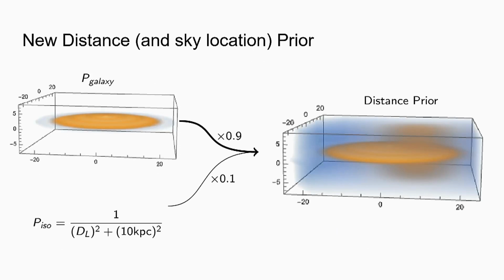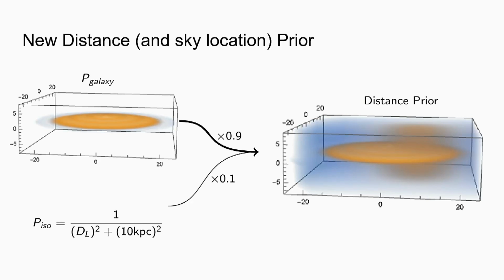For the prior on distance, I'm using a galaxy prior that was a simple bulge-disk model of the galaxy that was part of the code from the beginning. It was used in the prior for sky location, and also adding an isotropic contribution to that.